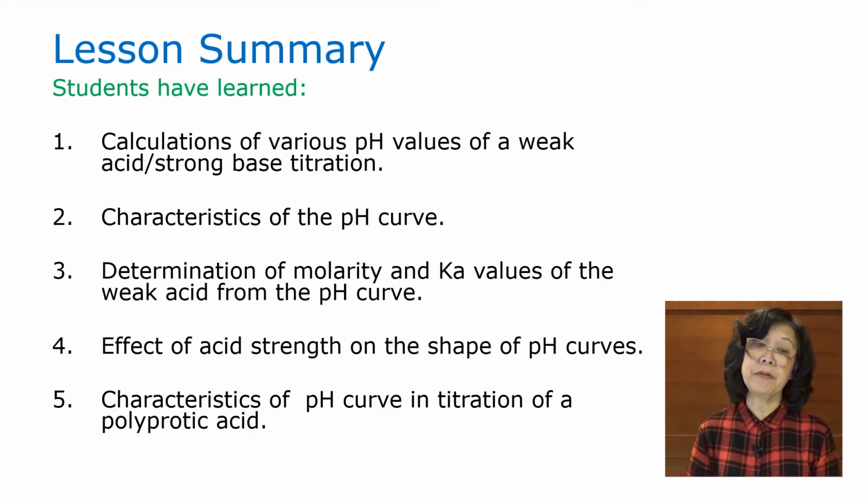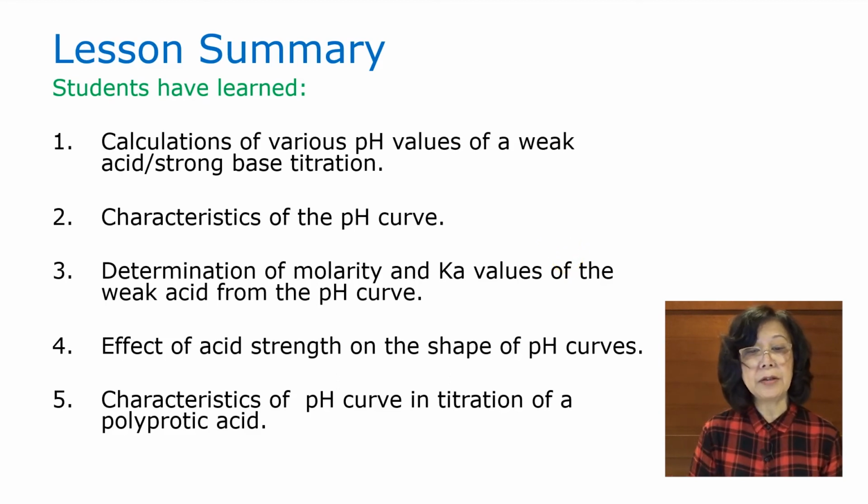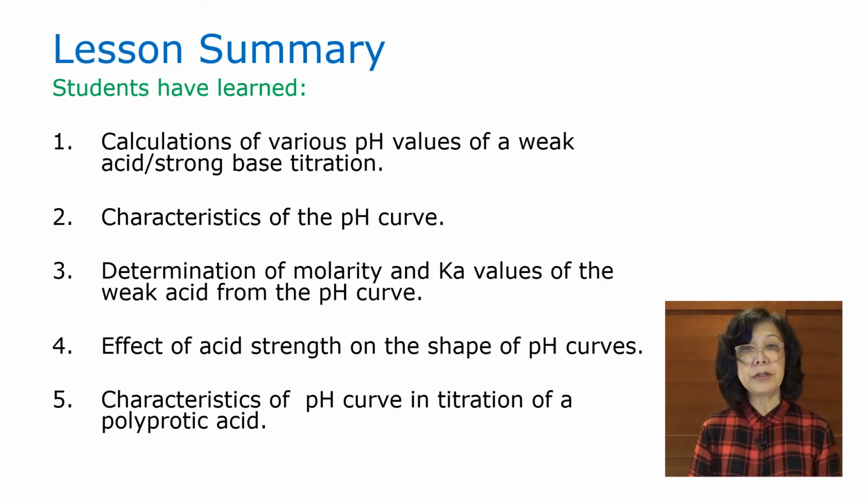To summarize what we have learned today, we learned how to calculate the various pH values of a weak acid strong base titration. We learned the characteristics of the pH curve. We determined the molarity and Ka value of the weak acid from the pH curve. We learned the effect of acid strength on the shape of pH curves. And finally, we learned the characteristics of a polyprotic acid pH curve titration.